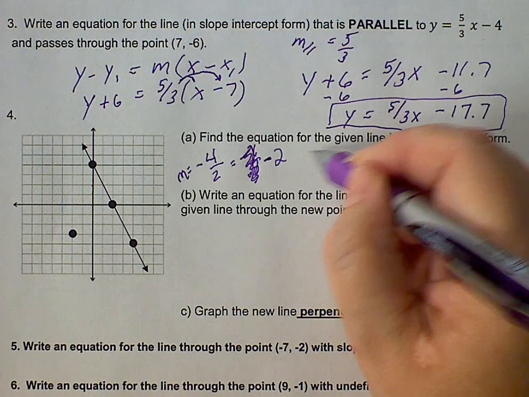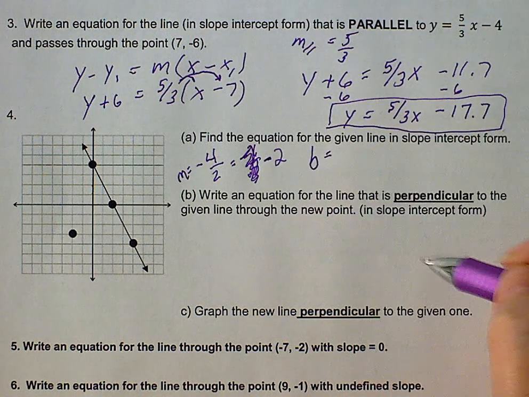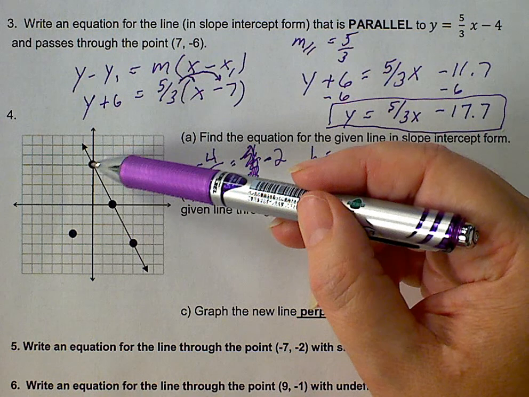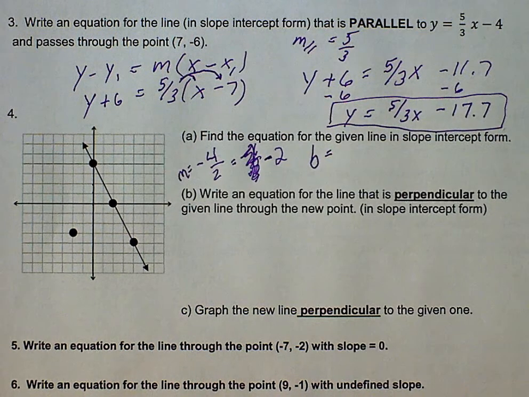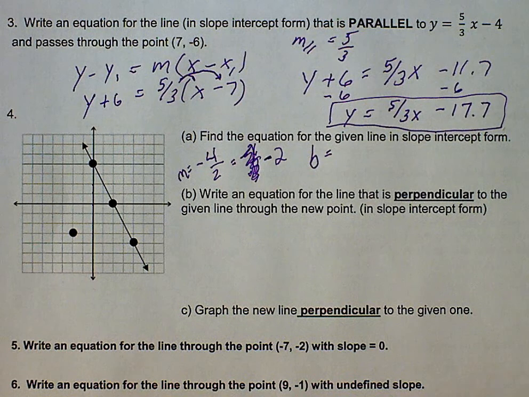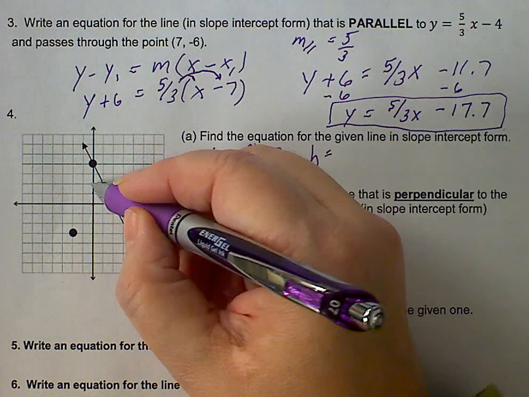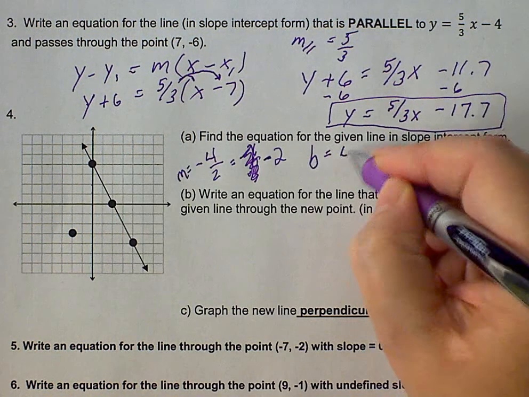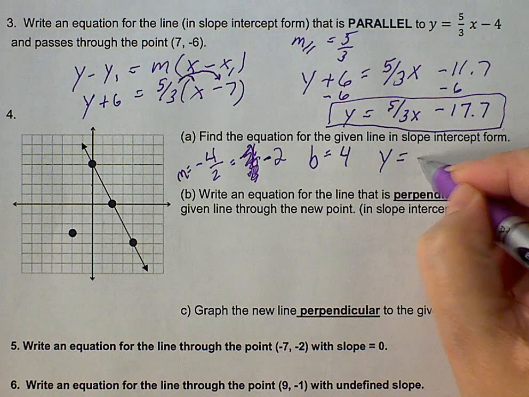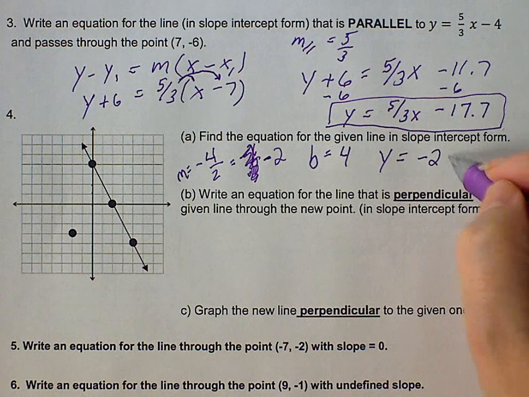Now I want to find my B. My B is my y-intercept. Where does this cross? What point is that right there? It's 4. 1, 2, 3, 4 is right. So it's 4. So my equation is y equals -2x plus 4.